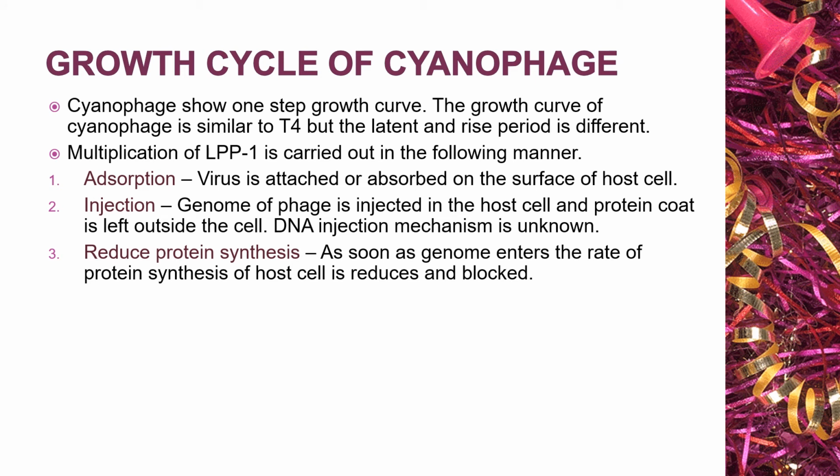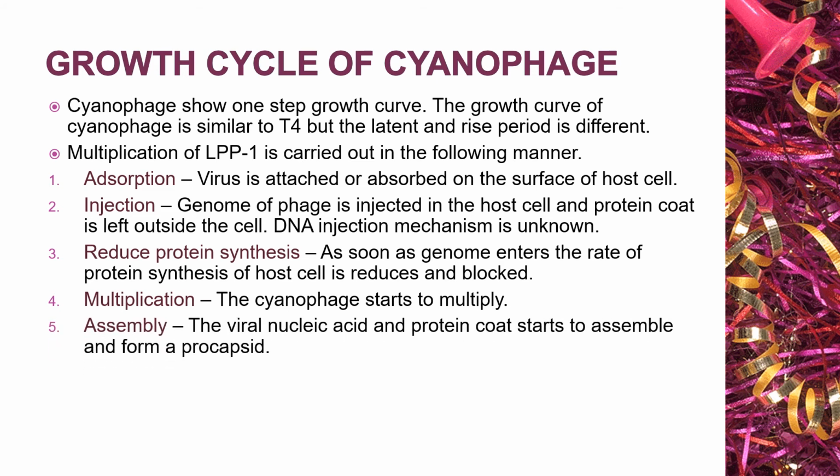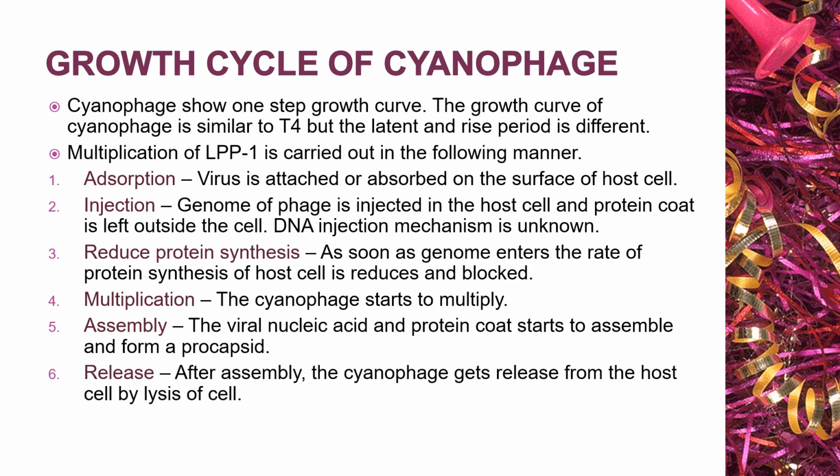Third is reduced protein synthesis. As soon as the genome enters, the rate of protein synthesis of the host cell is reduced and blocked by the phage genome. Fourth is multiplication. The cyanophage starts to multiply. Fifth is assembly. After multiplication, the viral nucleic acid and protein coat start to assemble to form a procapsid, and then it is released. After assembly, the cyanophage gets released from the host cell by lysis of the cell.